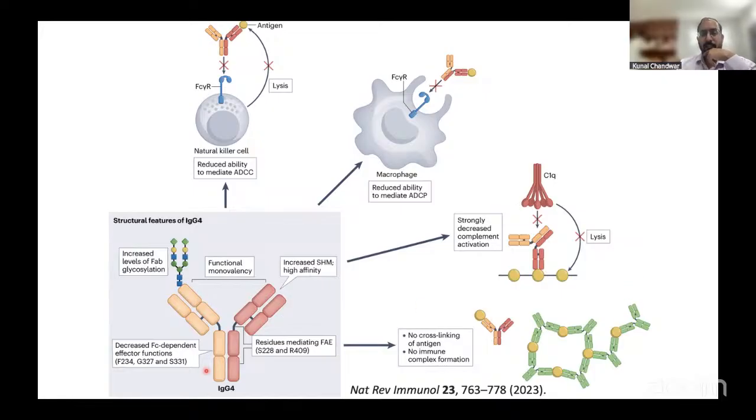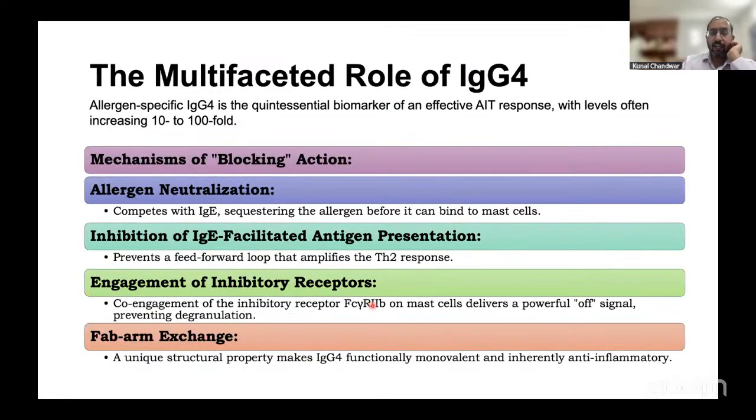At the same time, they have very weak Fc receptors, so they don't cause complement-mediated lysis. They also have very weak binding to the Fc gamma receptors, and hence they don't cause phagocytosis, along with weak complement binding. They engage very strongly with the inhibitory receptors on the mast cells and cause a powerful off signal.